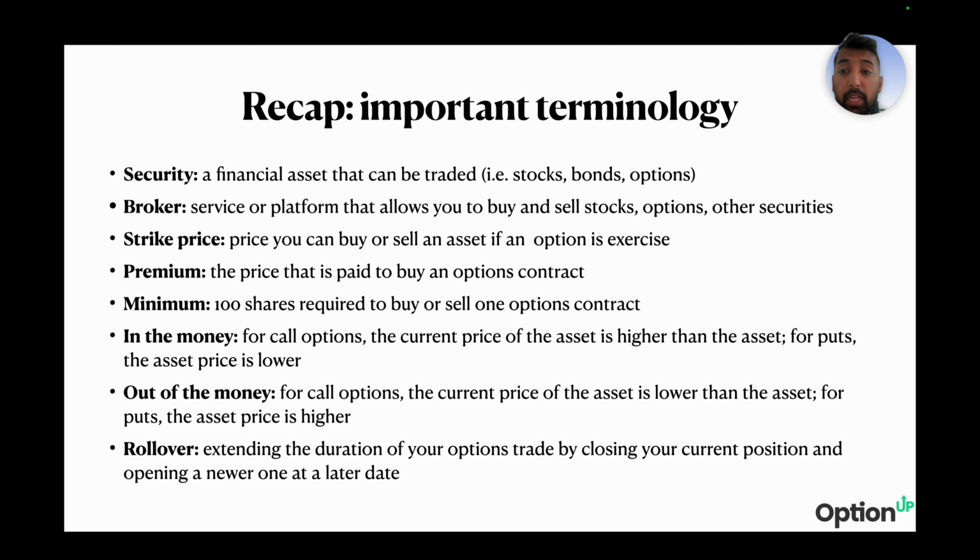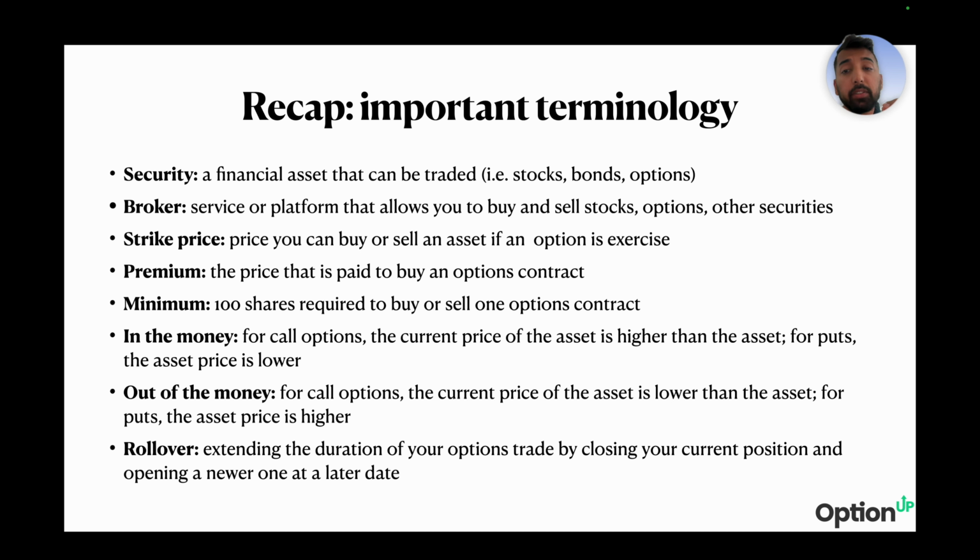So a security is a financial asset. That can be a stock, it can be a bond, it can be options. It's a financial asset that can be traded. Now, a broker is going to be your platform on which you execute these transactions. So it can be something like E-Trade, Robinhood, Charles Schwab, TD Ameritrade. Those are basically standard brokers.